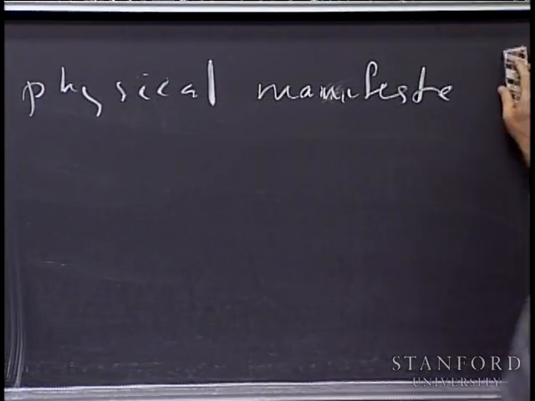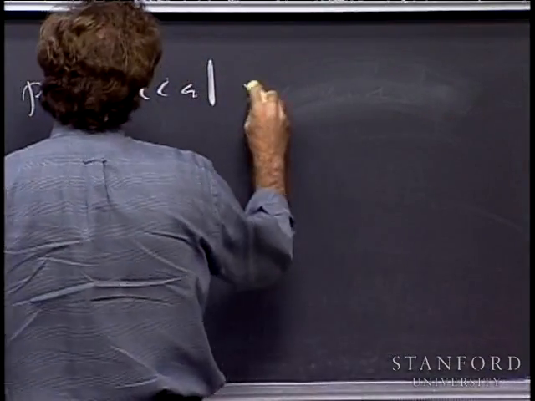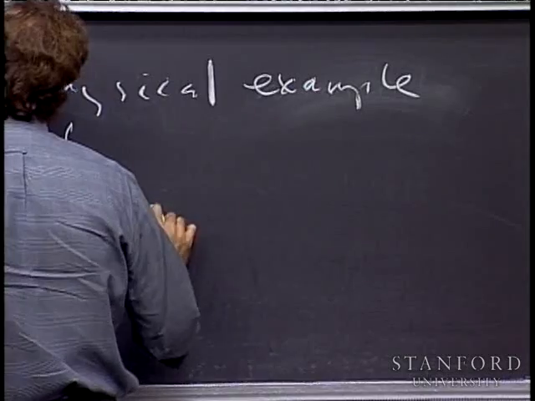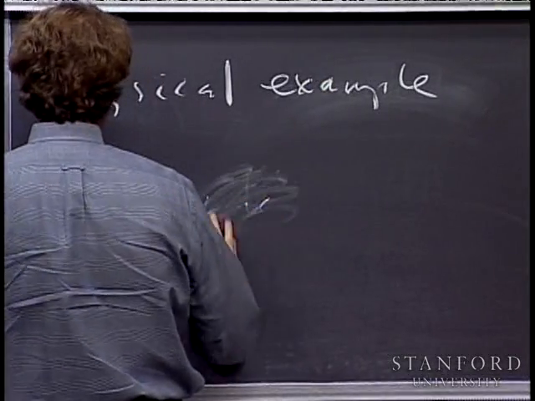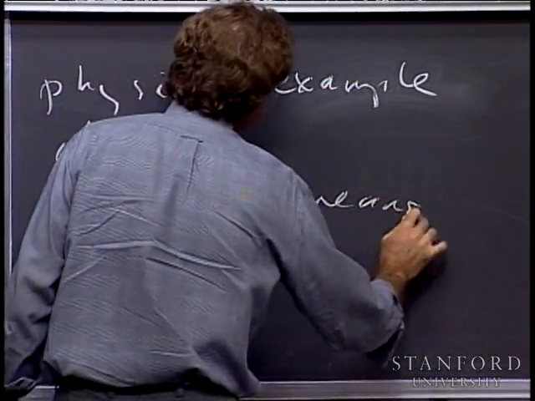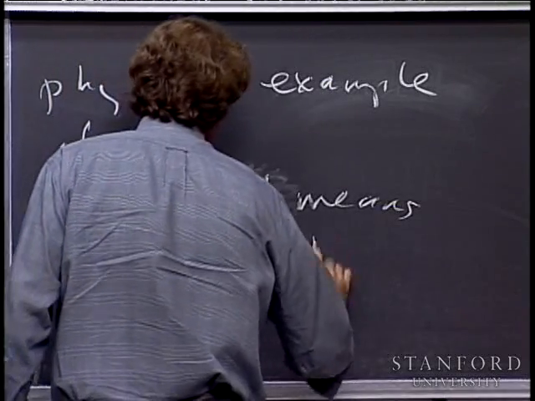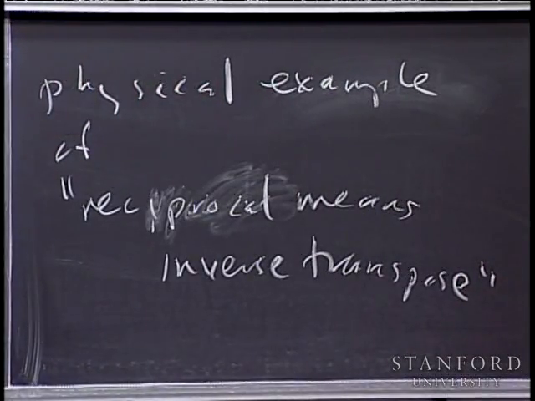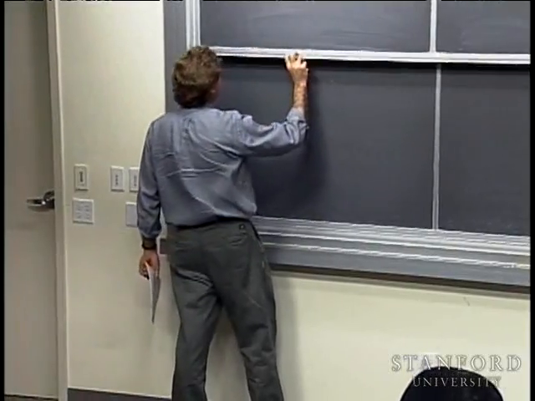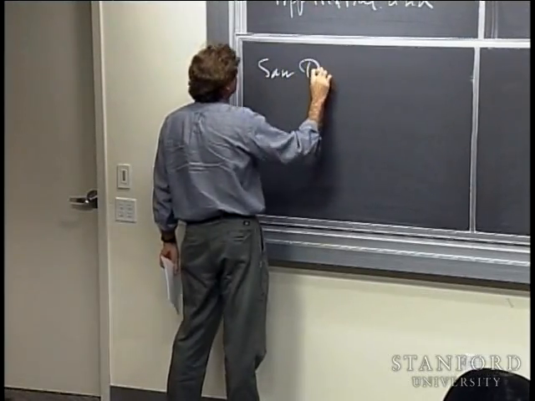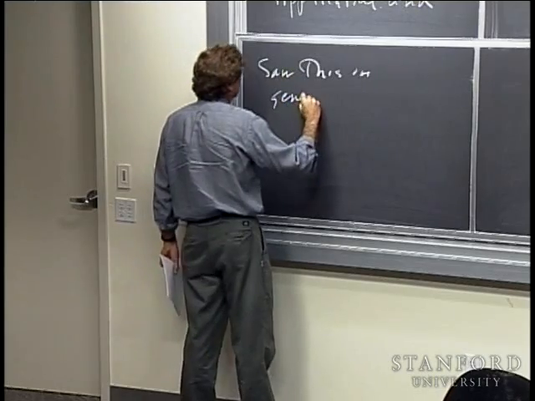Manifestation is too long a word for a man with a grip. Physical example of the idea that reciprocal means inverse transpose. All right, now we saw that phrase, that aphorism, in the context of the generalized stretch theorem. So I'll remind you what that says. And that comes into the derivation of what I'm going to be doing. So we saw this in the generalized stretch theorem.